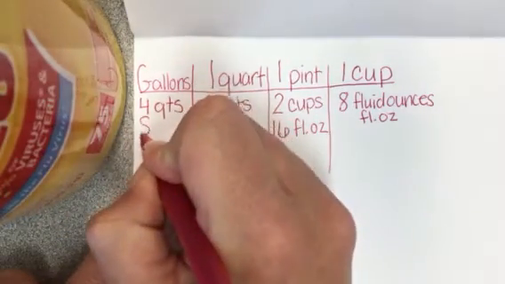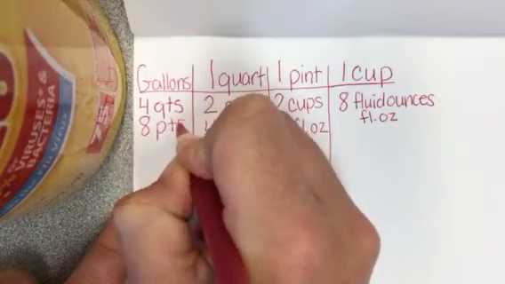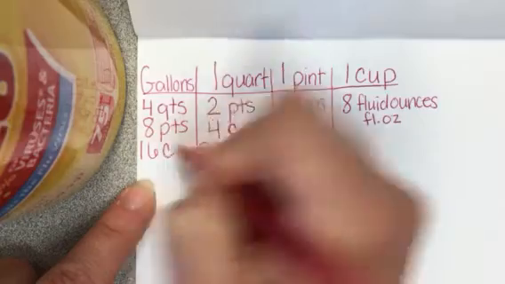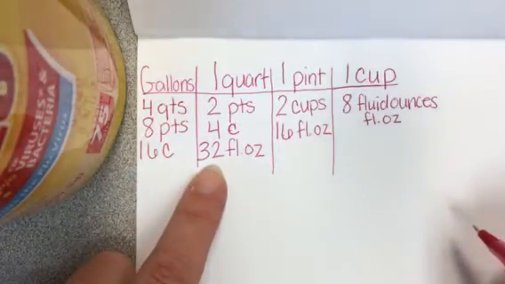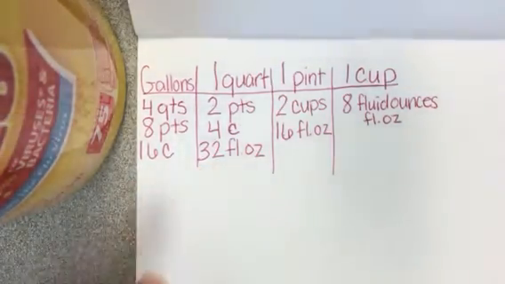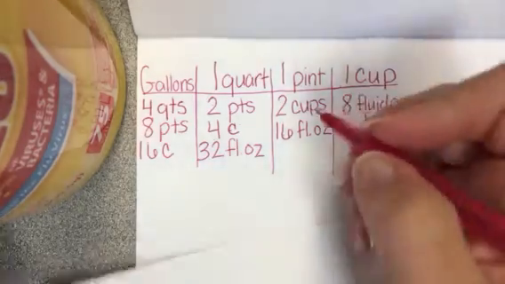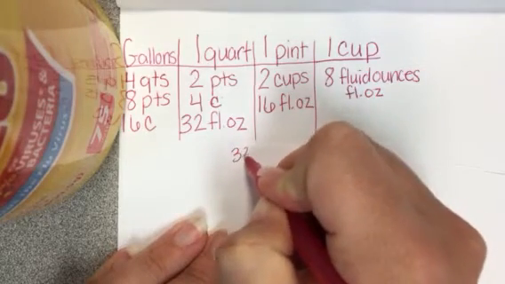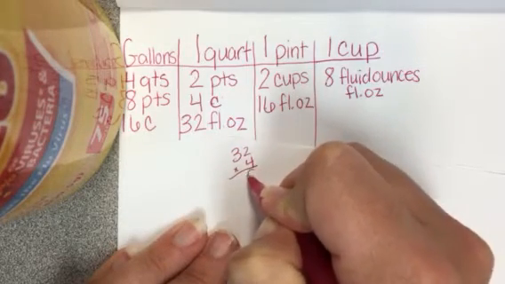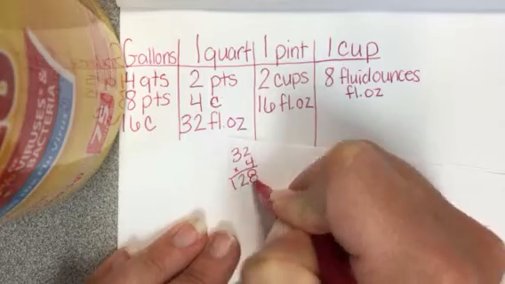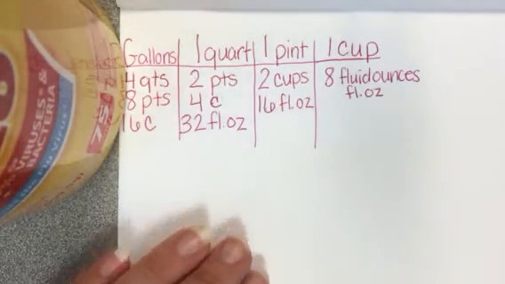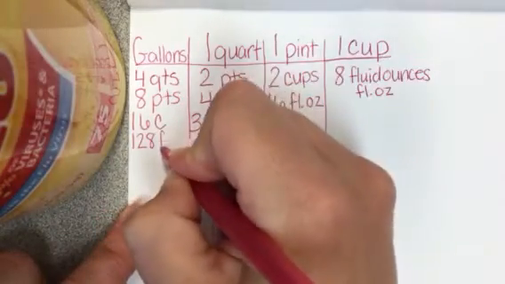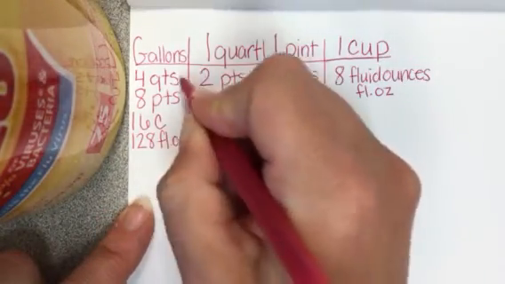So there's 8 pints. So I have to do times 4. So there are 16 cups. I need to multiply by 4. So I could really quickly figure out what 32 times 4 is. So I have 32 times 4, 8, 128. So there are 128 fluid ounces inside of a gallon.